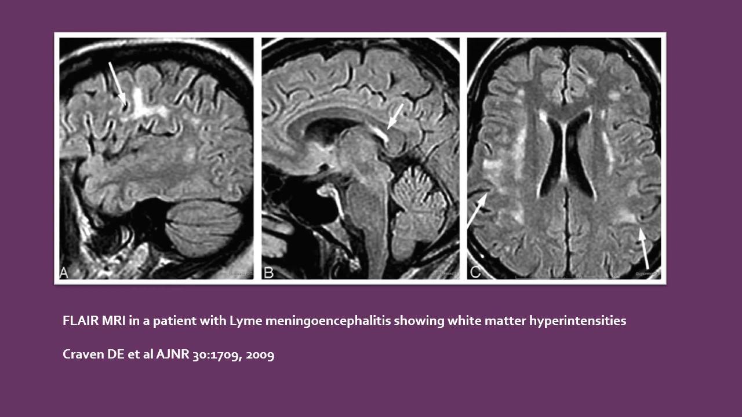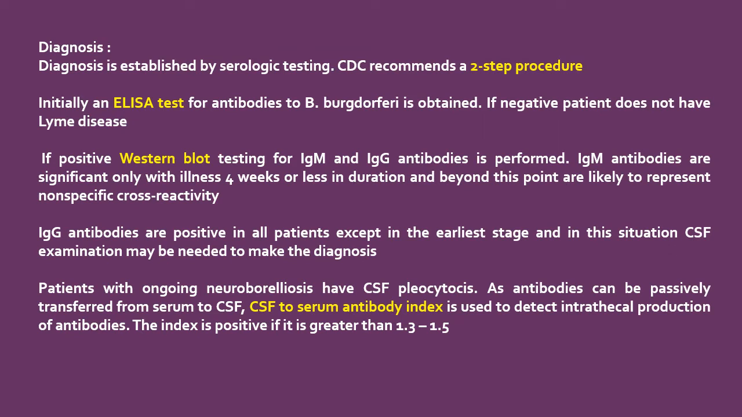This slide shows a FLAIR MRI in a patient with Lyme disease with subcortical white matter hyperintensities. Diagnosis is established by serological testing. The CDC recommends a two-step procedure. Initially, an ELISA test for antibodies to Borrelia burgdorferi is obtained. If negative, patient does not have Lyme disease. If positive, Western blot testing for IgM and IgG antibodies is performed.